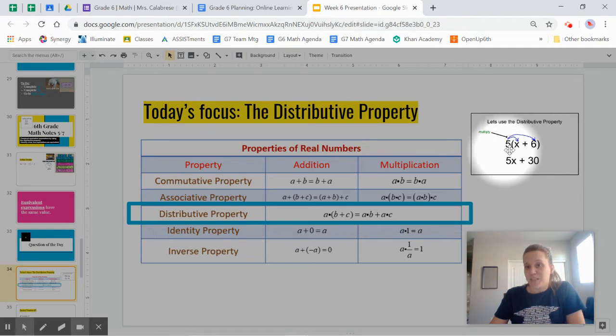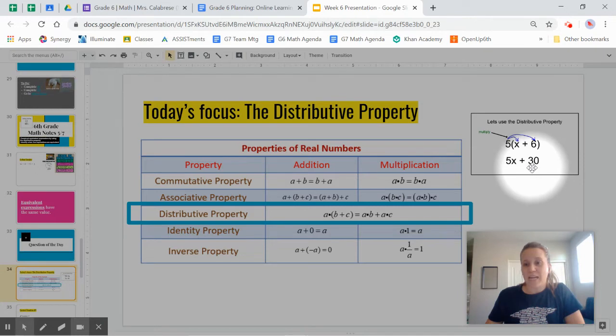When I see an expression that has a 5 parentheses x plus 6, or 5 times the quantity x plus 6, what that's showing me is that the 5 is being multiplied to the entire sum x plus 6. So if I want to distribute or start to multiply that expression out, I'm going to multiply the 5 not just to the first term, but also to the second term inside the grouping symbols. So 5 times x is 5x, and 5 times 6 is 30.